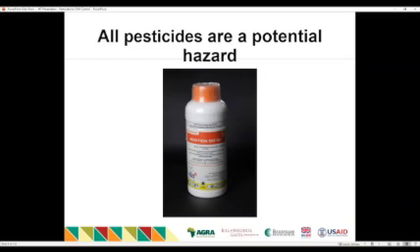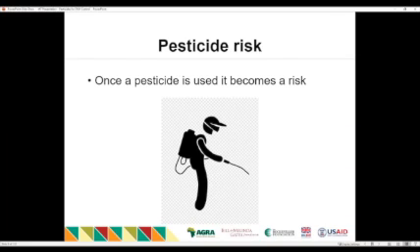It is a registered pesticide in South Africa for fall armyworm control. That's why we use it as an example. And as I said, any pesticide, if it's in a bottle like that, is a potential hazard. Only once we use the pesticide does it become a risk.